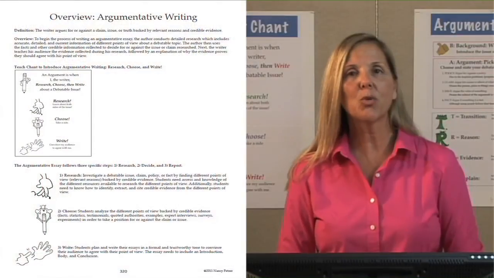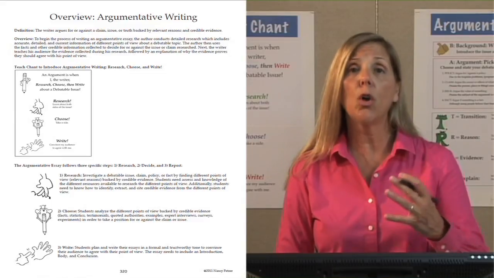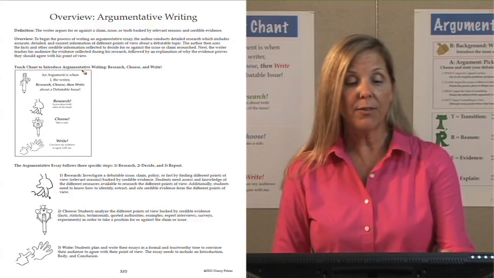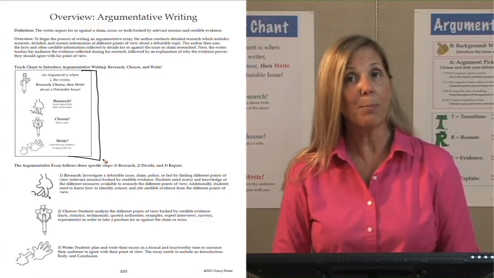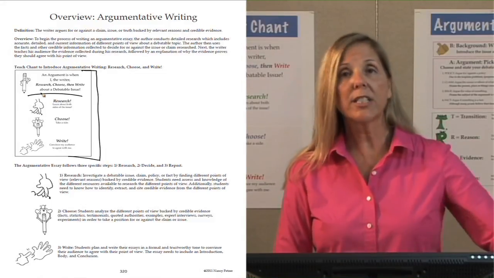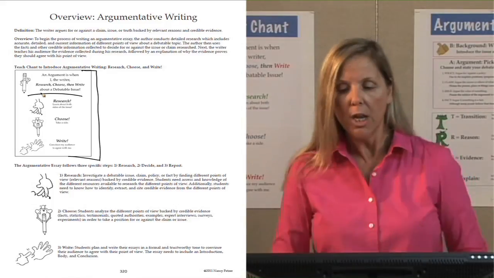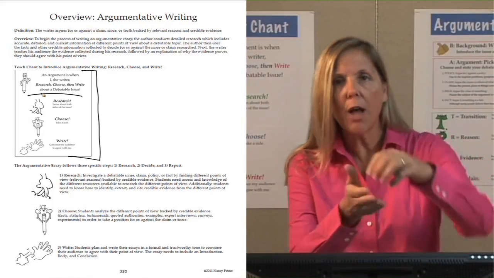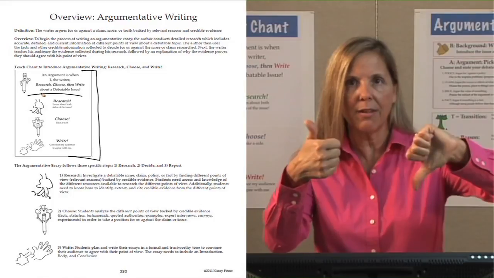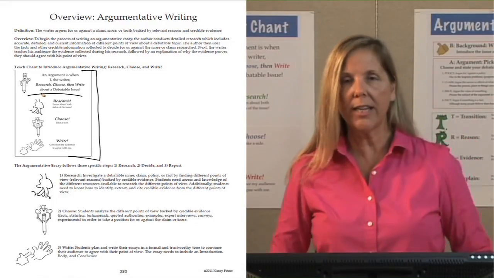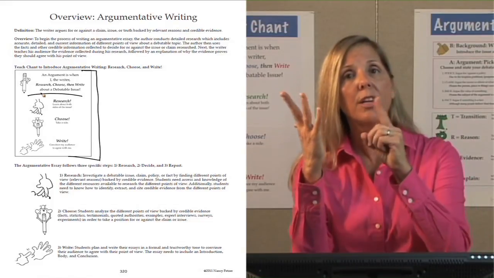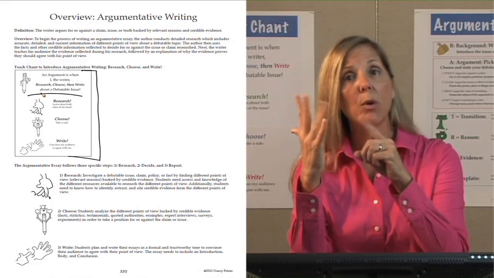On page 320, I've given an outline of all the information presented, beginning first of all with the chant that you can show your students after you tell them about being judges in the courtroom. What is an argument? I, the writer, research. I learn about both sides of the issue. Choose. I take a side. And finally, write. I need to convince my audience to agree with me.